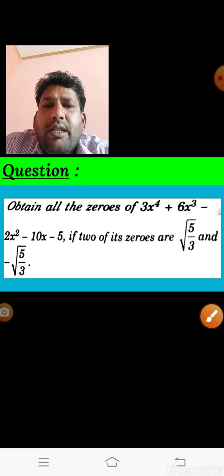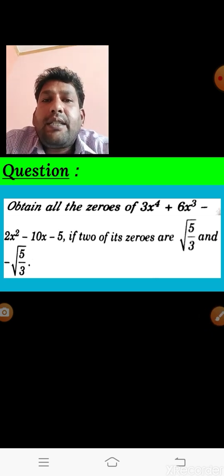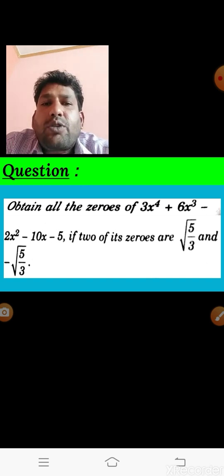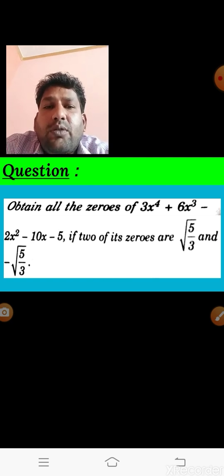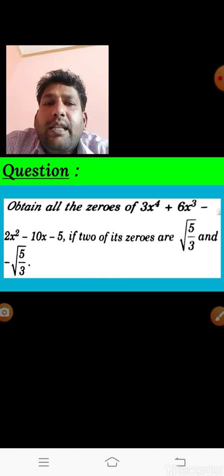One more question I am taking, and this question is important for class 10th, because in the board examination we get a 4 marks question of this type. In this question, two zeros are already given, and we have to find the rest of the zeros. By observing the degree, we are able to tell the number of zeros it has.